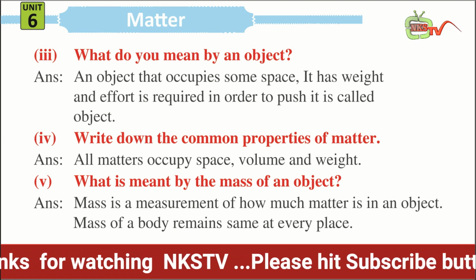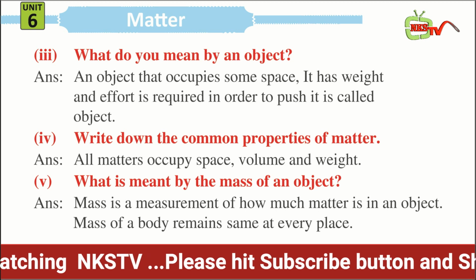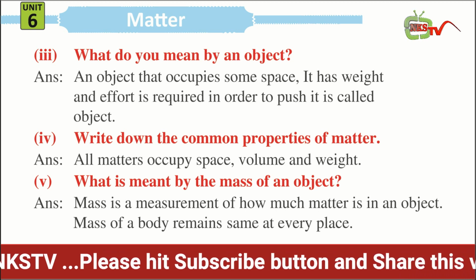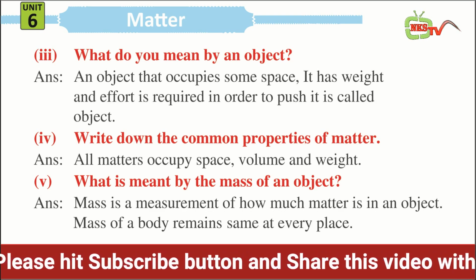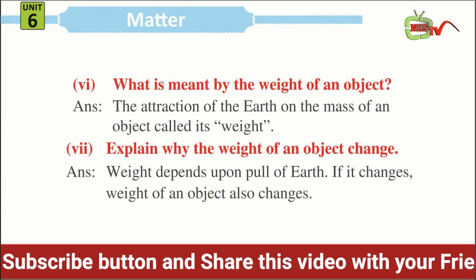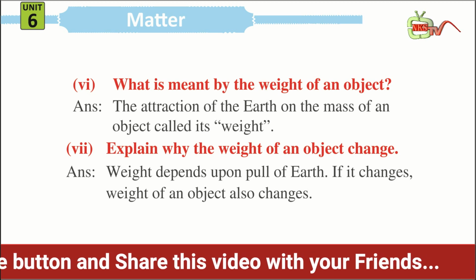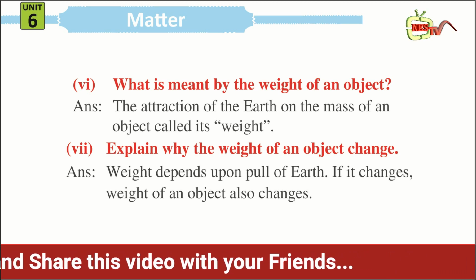Number 5. What is meant by the mass of an object? Answer. Mass is a measurement of how much matter is in an object. Mass of a body remains same at every place. Number 6. What is meant by the weight of an object? Answer. The attraction of the earth on the mass of an object is called its weight.